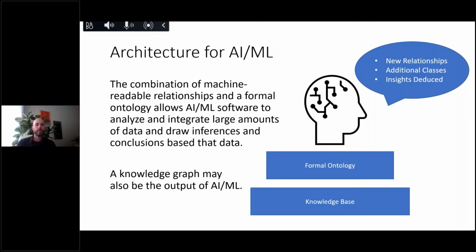It's also worth noting that a knowledge graph may be the output of artificial intelligence or machine learning. It might say, based on all of the information that we've analyzed, we can now say these things are related, and these are the different relationships, and this is the context in which this information exists. And that output of a knowledge graph actually becomes really important for some of the other use cases.